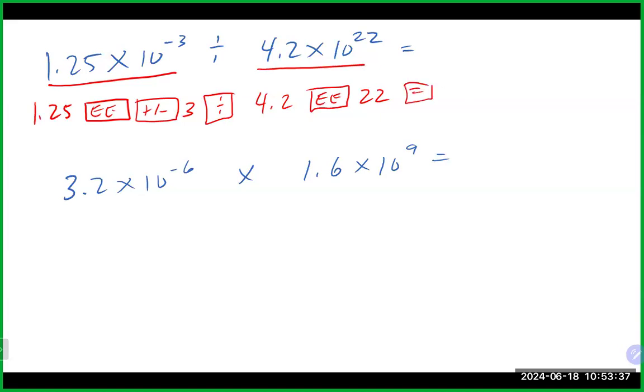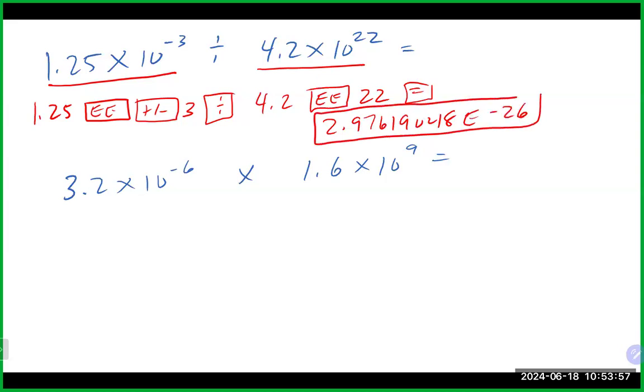And if you do all that good stuff there on your calculator, you can end up with 2.976190048 E minus 26. So this is what it looks like on my screen there. So a couple of reminders. Obviously, your calculator does not give you your answer in proper scientific notation or significant figures.